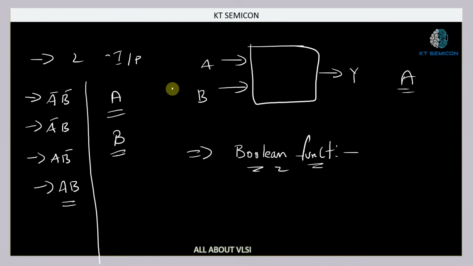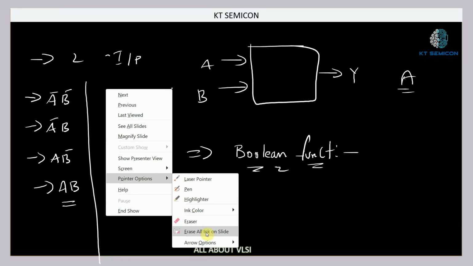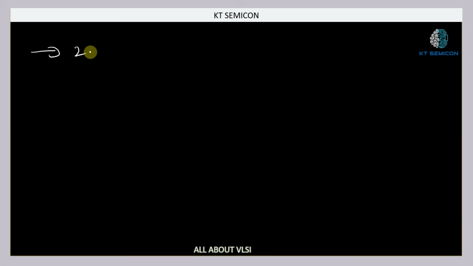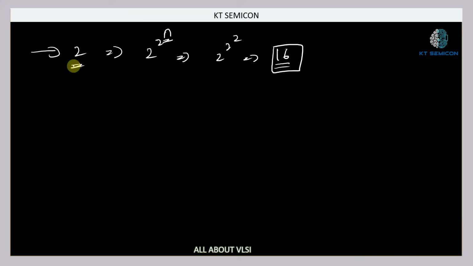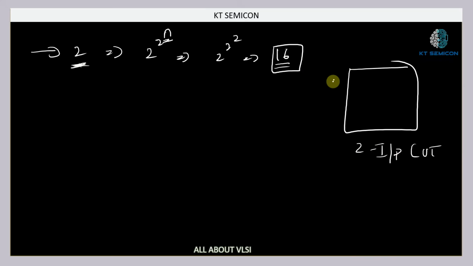So the formula, let me write it down clearly. If we have an n variable function, the total number of functions which we can implement is 2 power 2 power n. Here n is nothing but our number of variables. So 2 power 2 power 2 is nothing but 16 possible Boolean functions which we can implement using a two input LUT. If we have two variables, we can implement 16 functions, right? So what are they?